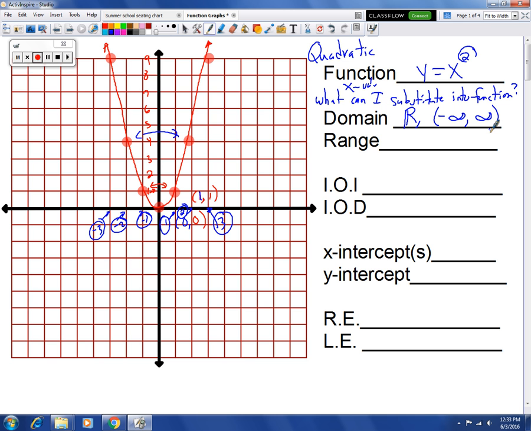All right, range. Range is typically a little harder. Range is the y values. So you're going to look on the y-axis. The y-axis is the one going up and down. X-axis going left to right. All right. What answers can I get? What answers are possible?